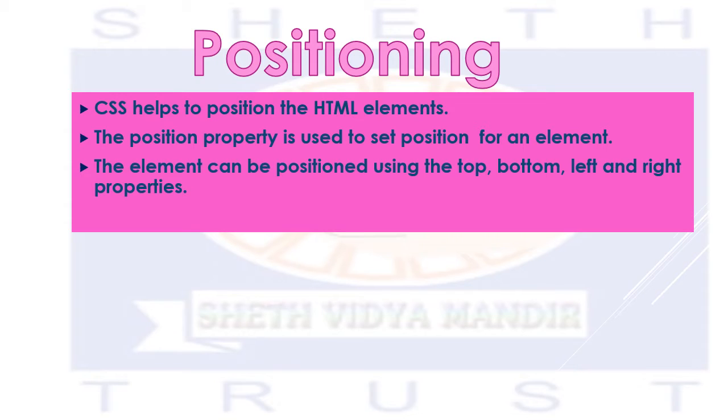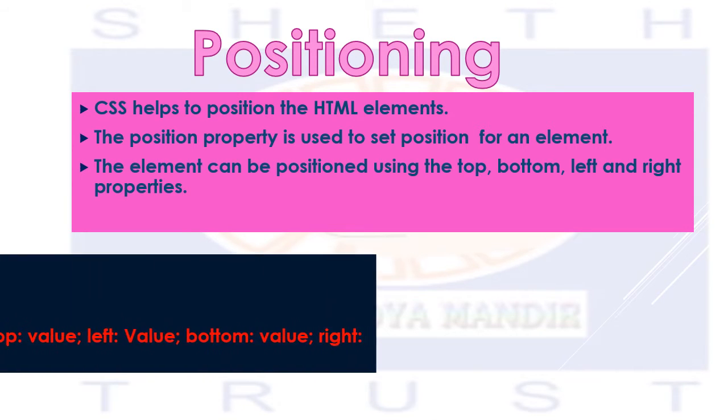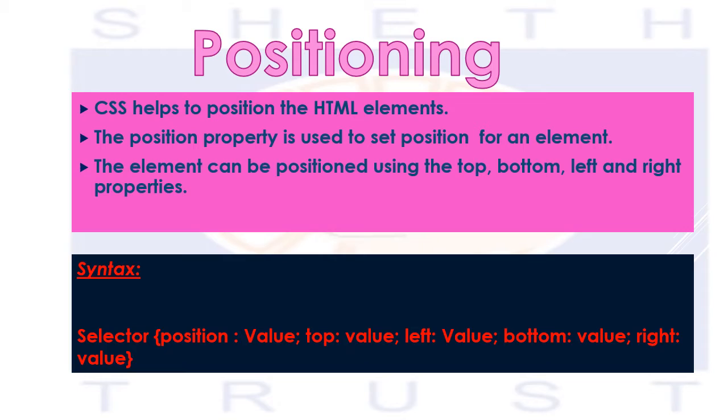Let us start with the first topic. What do you mean by positioning? The definition: CSS helps to position the HTML elements. The position property is used to set the position for an element. The element can be positioned using the top, left and right properties. That is where your particular sentences or whatever tags you are applying to your text go. How it can be positioned on the web page, we will be seeing in this CSS positioning.